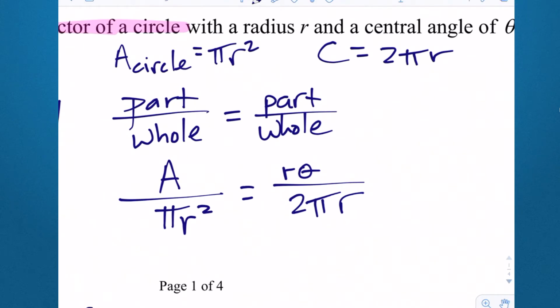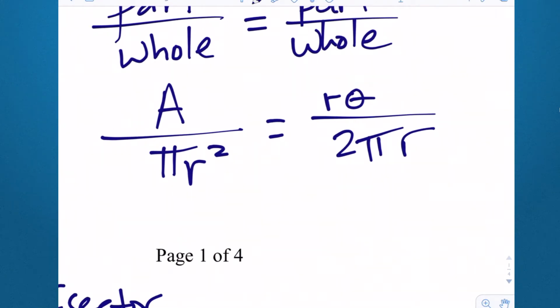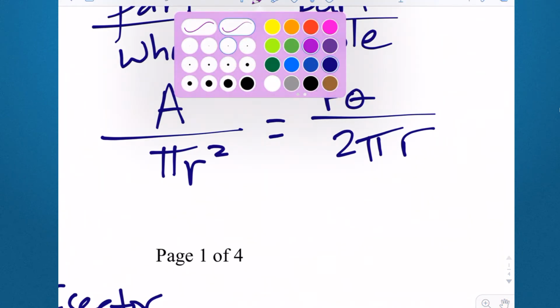Yeah, he gave us these two equations down here, pi r squared and 2 pi r. He's also on the back of the Math Club shirt this year, which they look great, by the way. Okay, so there you go. Part is to whole is part is to whole. So what variable are we trying to solve for now? A. What happens over here on this side? The r's divide out.